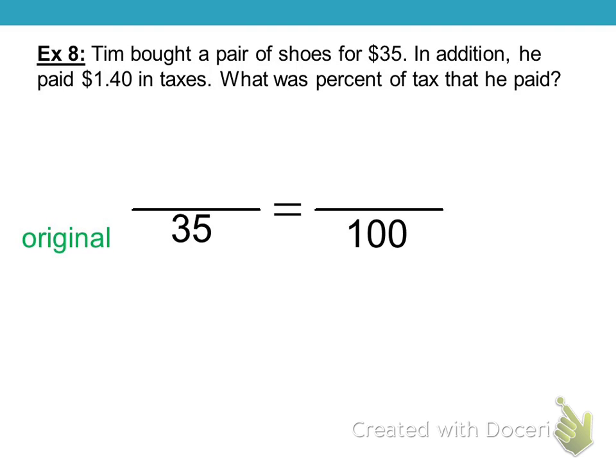Now, let's pause and read it again. I'm just going to read the last line. What was the percent of the tax that he paid? So, I want this number to be percent tax. So this number needs to be amount tax. Do I currently know the amount that he paid in the tax? Yes. So this one, we don't need to do anything special. That's the amount we were given.